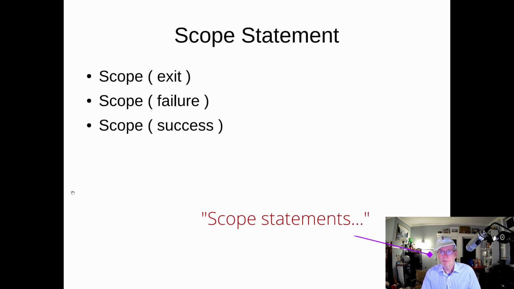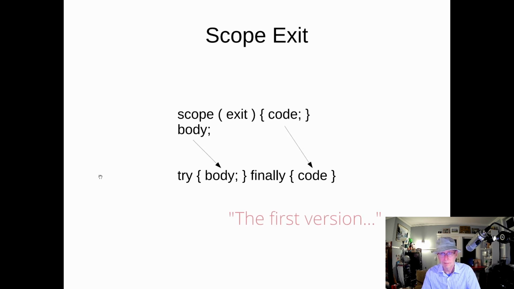Scope statements are a fairly simple device, but save you a lot of time and can make code a lot cleaner. The first version is the scope exit, which means that regardless of how the body exits, whether normally or through an exception, the code is going to be executed. So this diagram here shows the pieces of the syntactic sugar and where they get inserted into the code that replaces it, and you can see that it turns into a try finally piece of code.